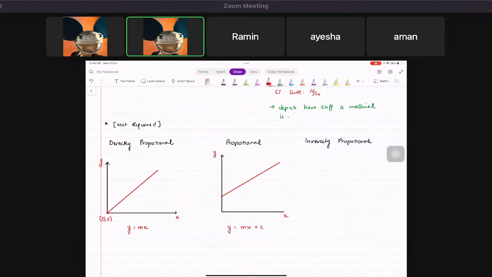And inversely proportional, whenever you hear this word and you want to draw the graph, you should understand that the line will be a curve downwards, and that means y is proportional to 1 upon x, which means this is inversely proportional. Is it clear, everybody? Any questions? Please let me know.